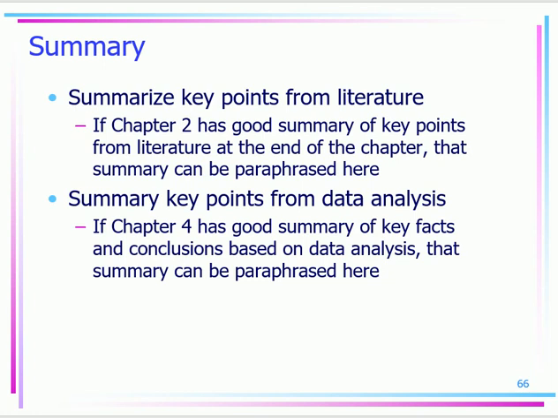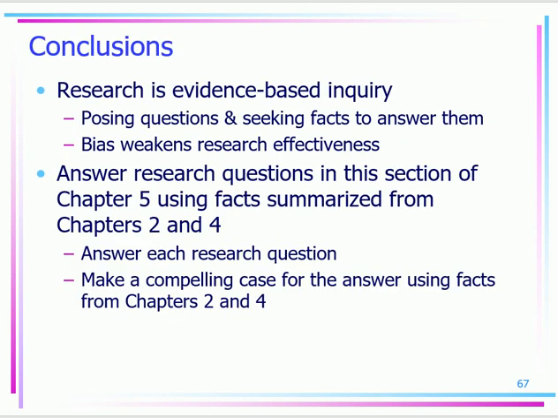Summary: summarize key points from literature. If Chapter 2 is a good summary of key points, that summary can be paraphrased here. If it doesn't, you have to go back and dig into all those details in Chapter 2, remember them, and then come up with your own new summary. And a summary of key points from data analysis. Well, you just finished Chapter 4, so you probably won't have any problems here. But if you have a good summary in Chapter 4, you don't have to do too much work.